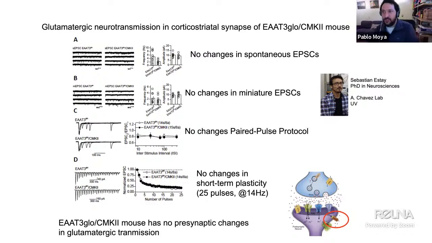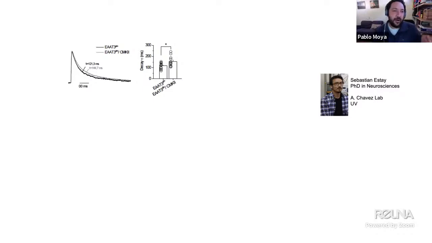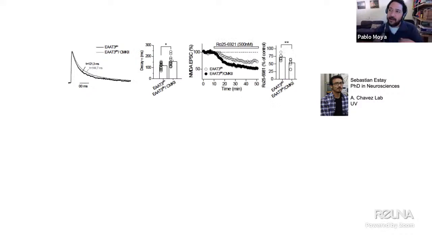So now we switch the assessment toward what happens at the postsynaptic level. Here we initially observe an alteration in the decay of the postsynaptic current, and in a pharmacological characterization we found that the excitatory postsynaptic currents are more sensitive to the blockade by this compound, which is an NR2B subunit-containing NMDA antagonist, meaning that the contribution of the 2B subunit is larger, because they are more sensitive to this blocker.